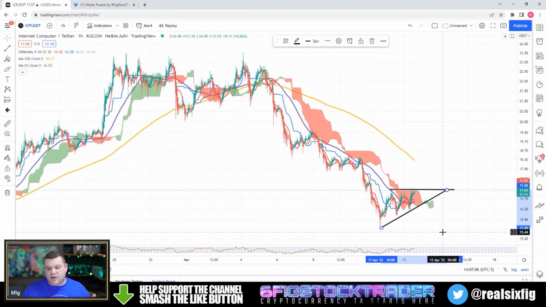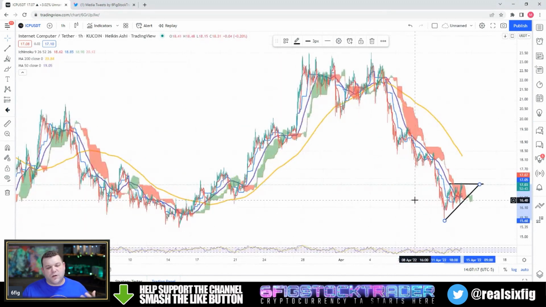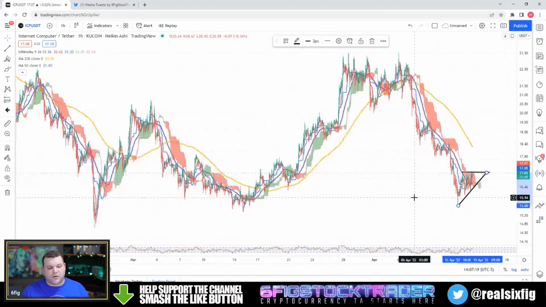The only thing that I don't like about this ascending triangle is that it's a multi-day. Usually when we start to see these ascending triangles in a multi-month fashion, we will usually see bigger results, bigger booms to the upside.